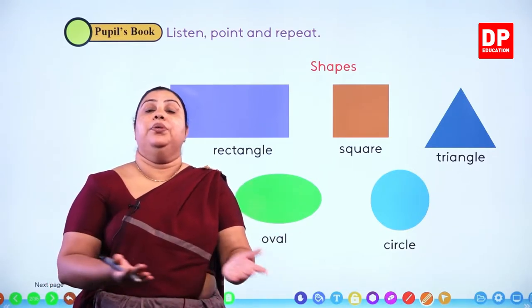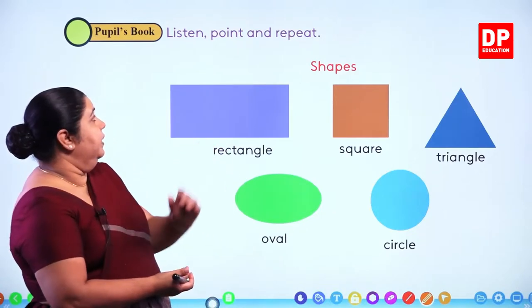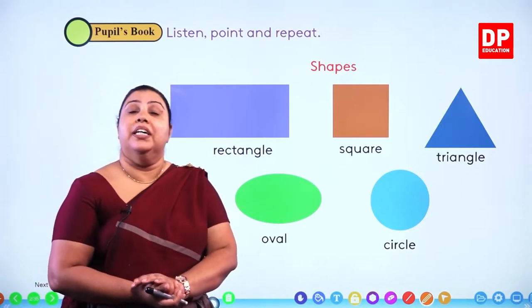So you have to turn to your unit number 7 in your pupils book. And here we have the shapes that we are going to learn today.